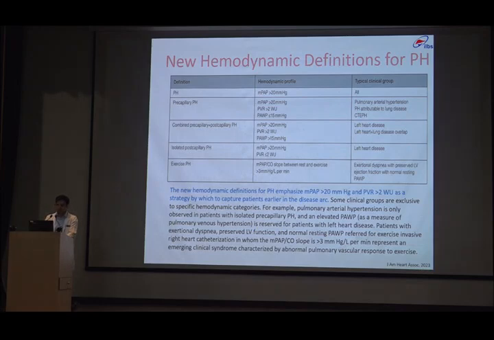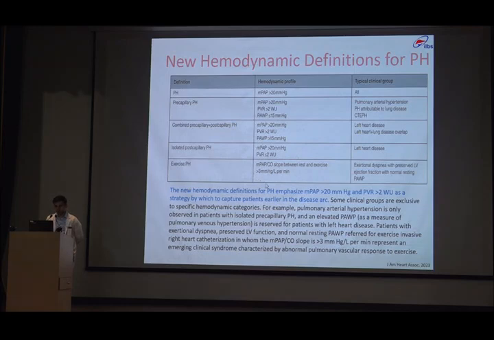Combined pre-capillary and post-capillary hypertension: mean PAP is more than 20, PVR is more than 2, and pulmonary arterial wedge pressure is more than 15. Isolated post-capillary pulmonary hypertension is solely related to left heart diseases. The pulmonary vascular resistance is less than 2 Wood units. There is a separate category of exercise-induced pulmonary hypertension, in which there is more than 3 mmHg per liter per minute of cardiac output, and exertional dyspnea with preserved LV function that defines exercise PH.